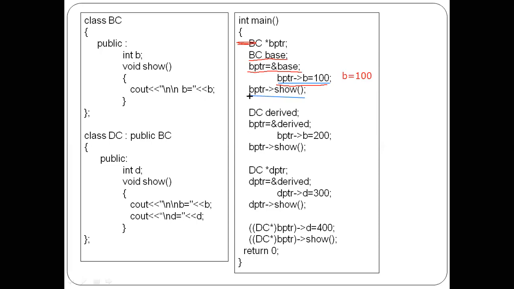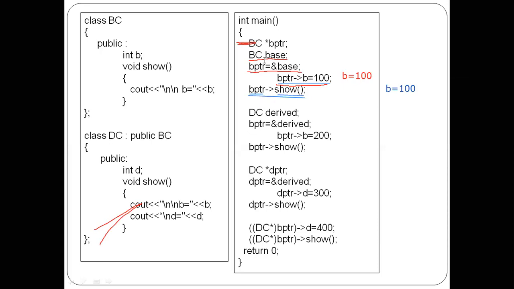With the help of this base pointer variable, we are going to call this show method. So which method is going to be called, from the base class or from the derived class? Base class. So what is the expected output? On the console, b is equal to 100. It will display b is equal to 100. Okay, so I will write that output on the outside of that box. This is the expected output when the compiler is going to print that particular line.